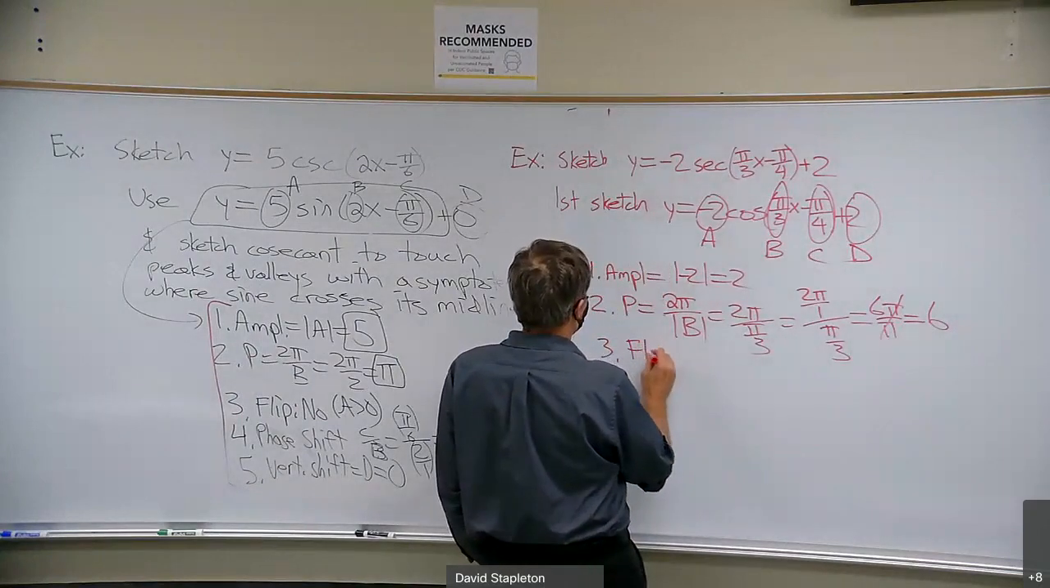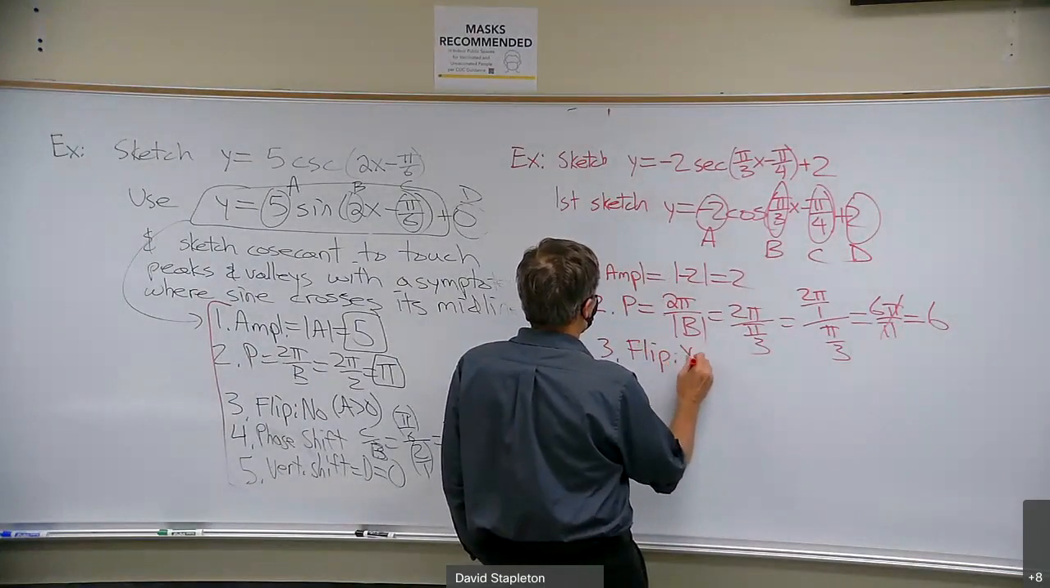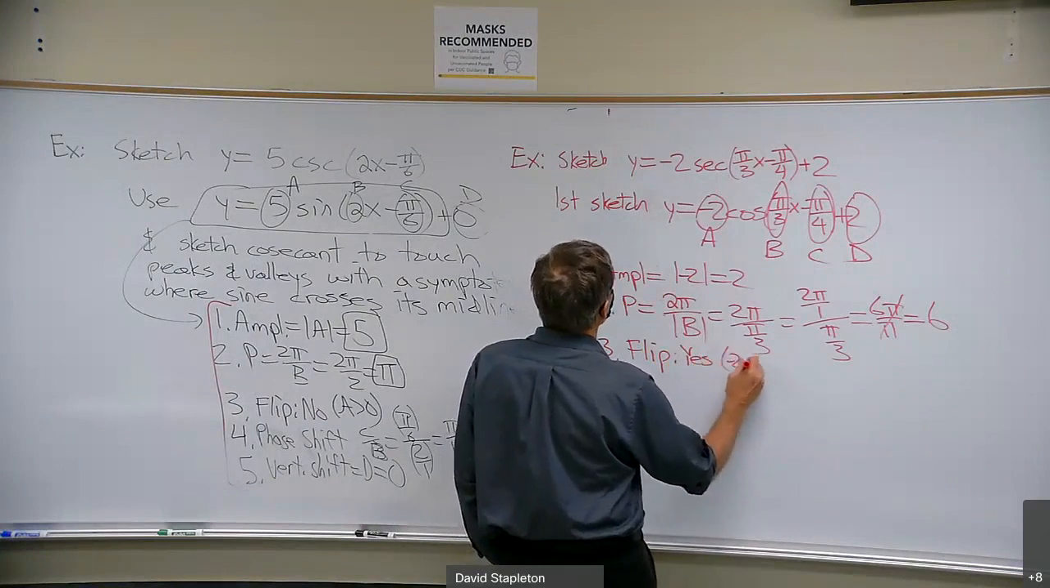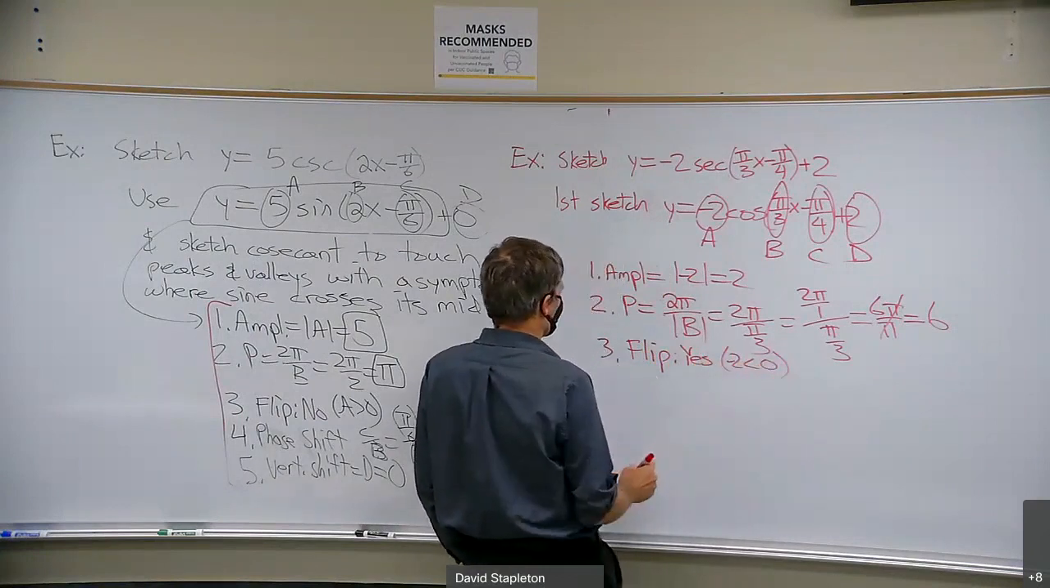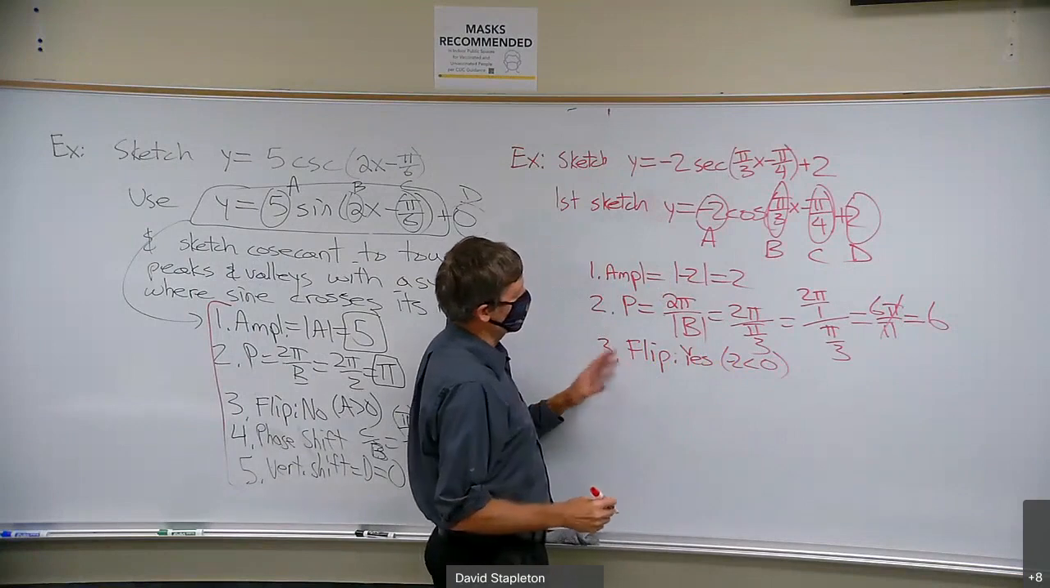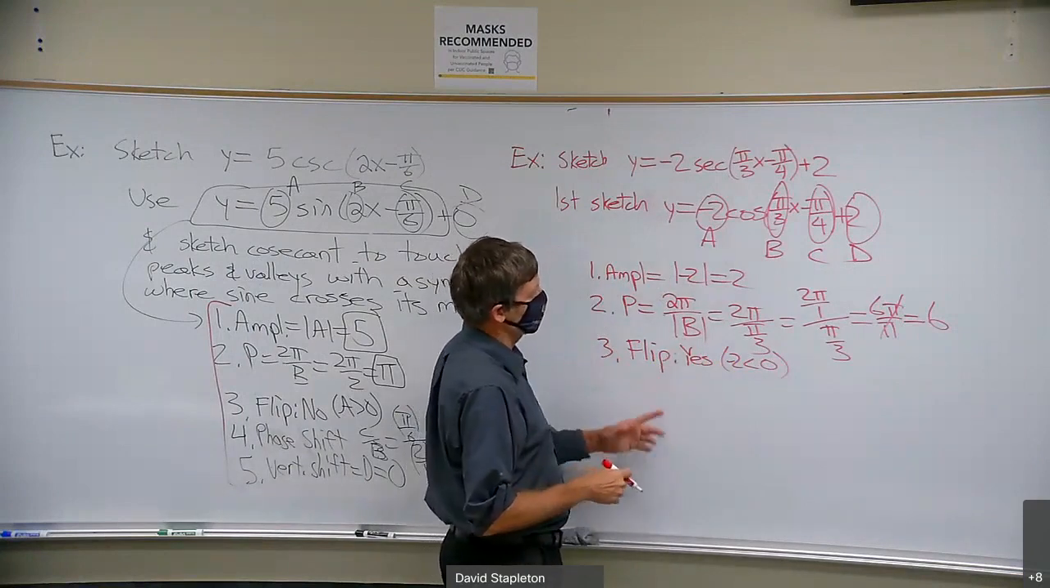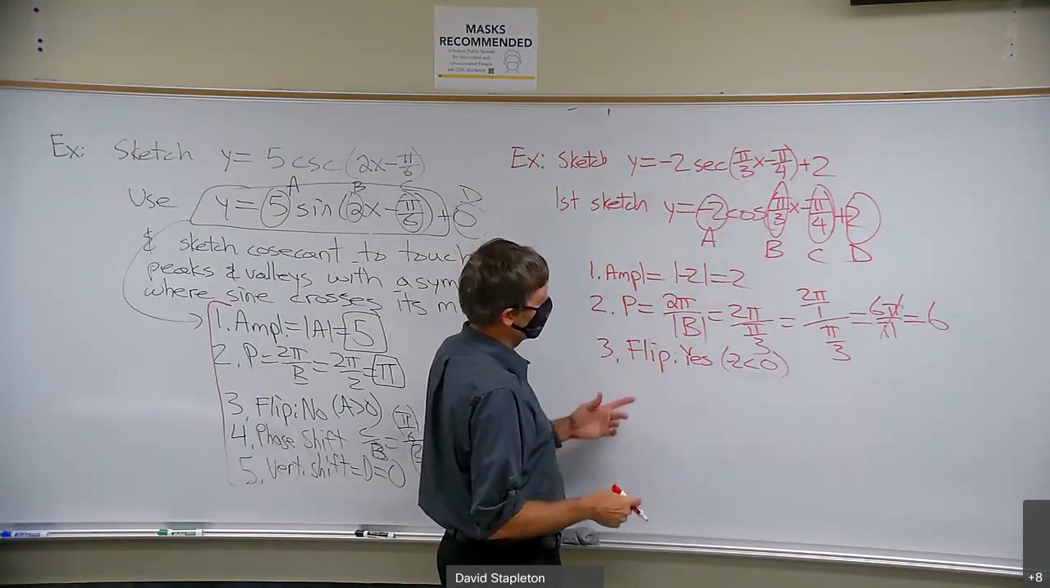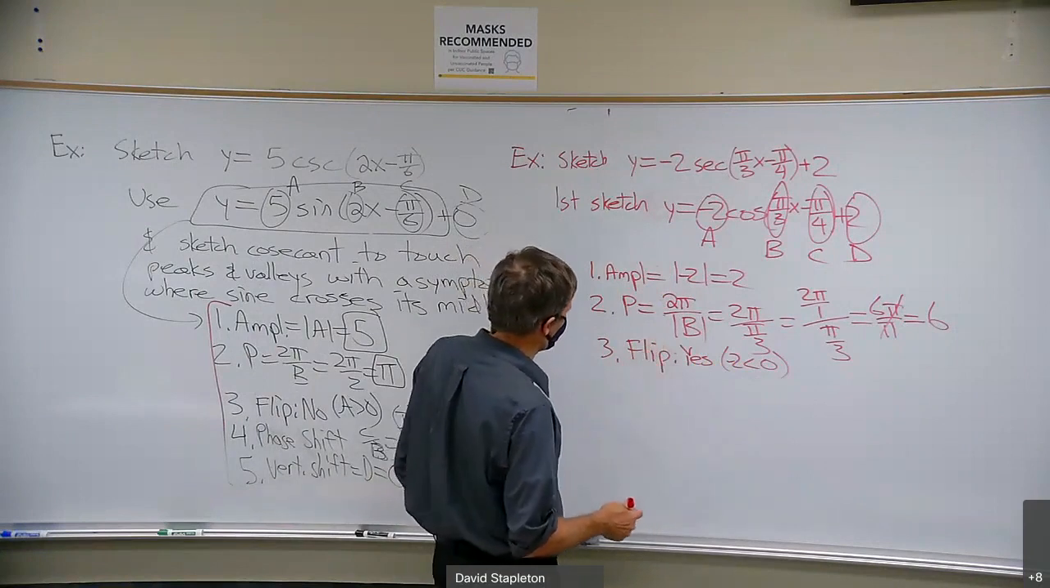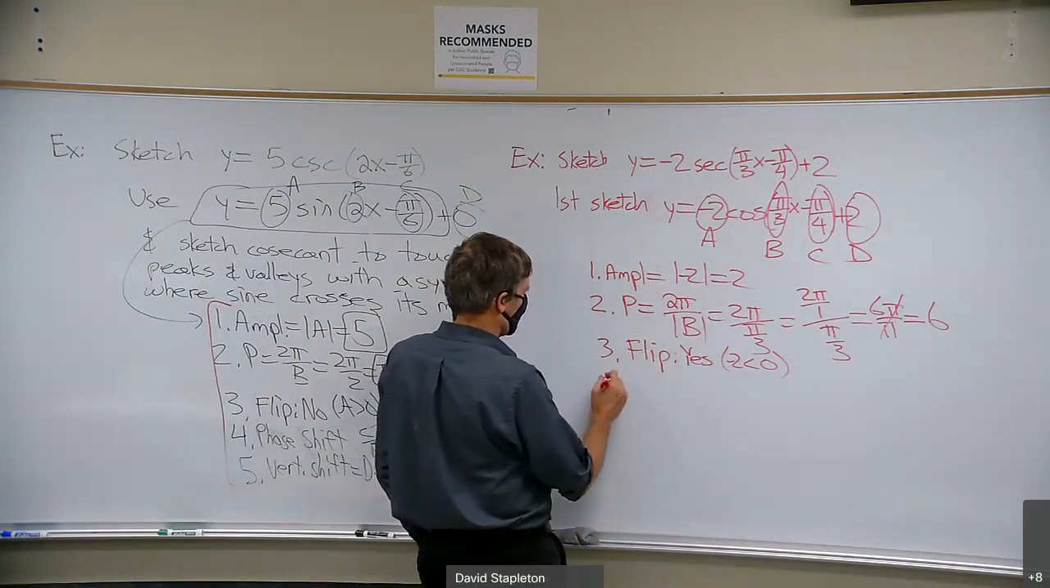The flip here is yes, because A is less than 0. Negative 2 is less than 0. Right? And we're only going to do vertical flips. You can do a horizontal flip if B is negative, but we're going to avoid that: whenever we see B negative, use the even or odd property to take it out.